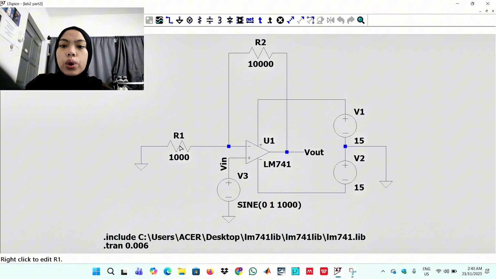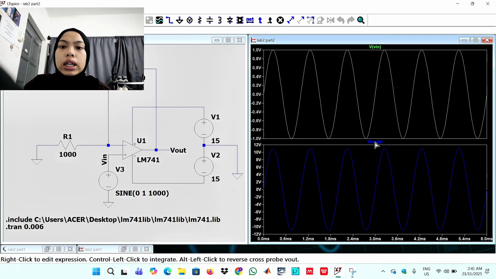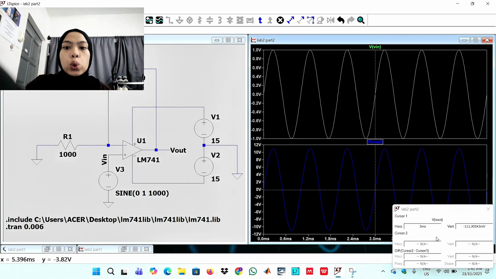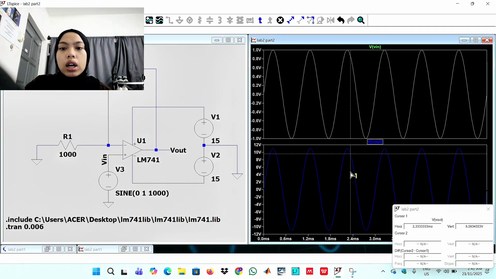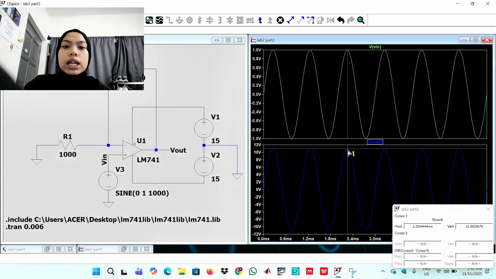The simulation shows the output remains in phase with the input and the amplitude increases according to the gain. Any small difference from the theoretical value is due to non-ideal characteristics of the op-amp. In the experiment, the gain and Vout are the same as the calculated values.